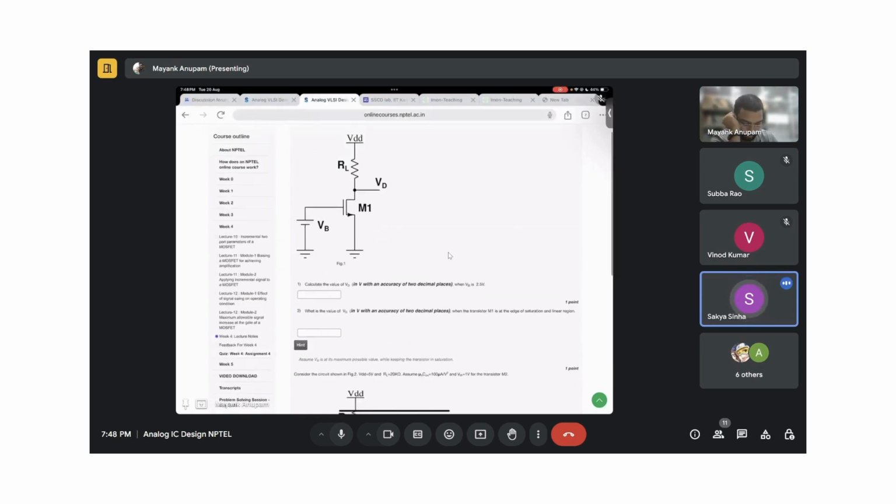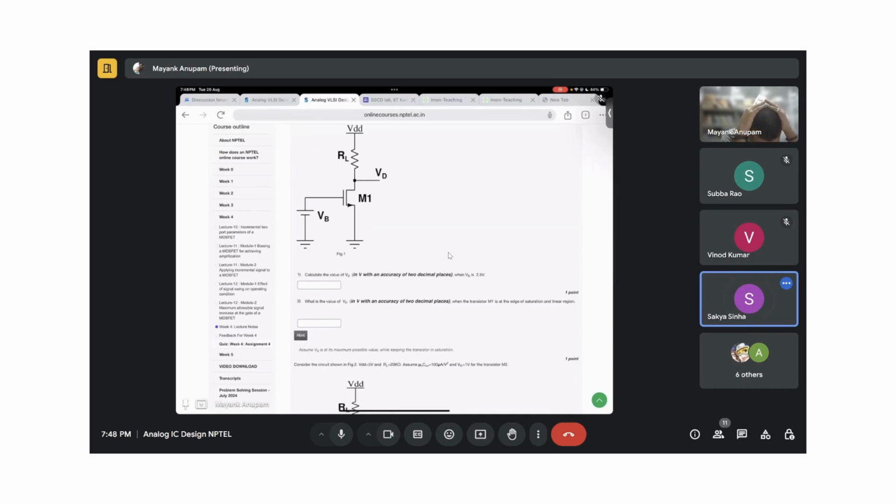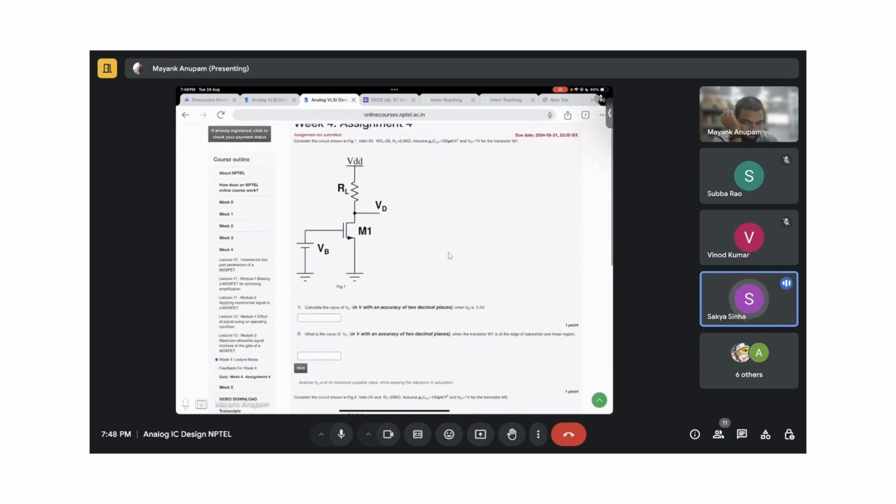So it says assume VB is at the maximum possible value, while keeping the transistor in saturation. My question is, what does it mean, VB is at its maximum? Is it already the maximum possible value, or are you asking to find the maximum possible value?